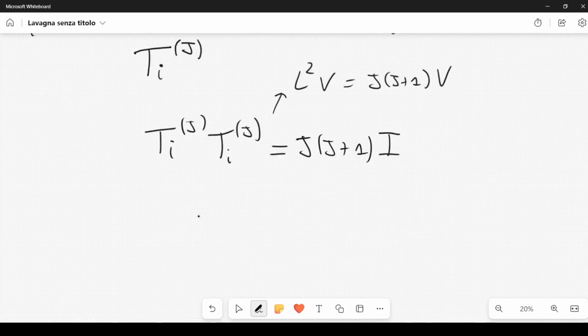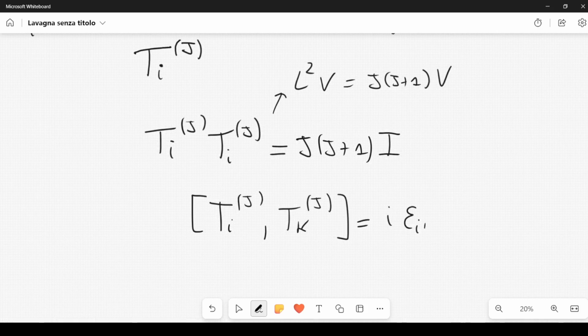These operators satisfy the following commutation relation of angular momenta. T_I^j, T_K^j commutator is equal to i epsilon_IKL T_L^j, like this. And so this is just a generalization of the commutation relation between angular momenta. I have already derived something similar in other videos, other courses, but this is not the point of this video. I'm just going to do some abstract generalizations.